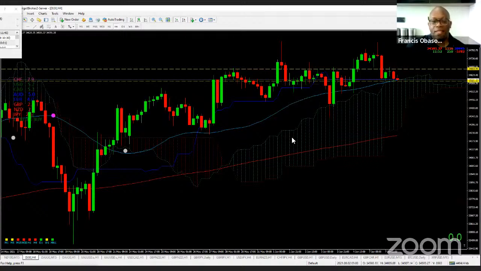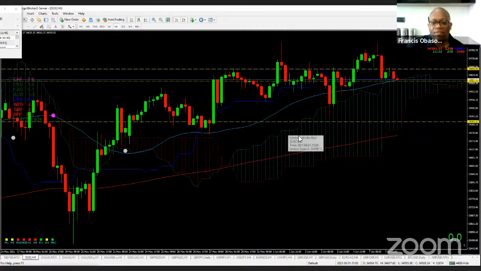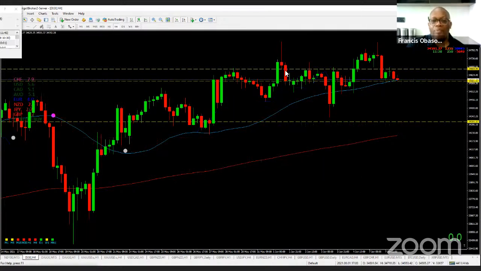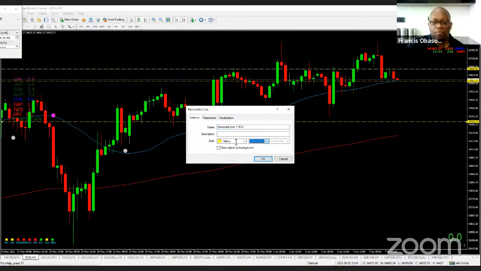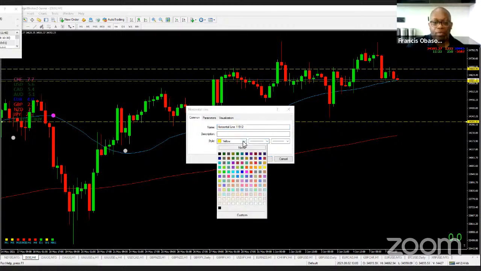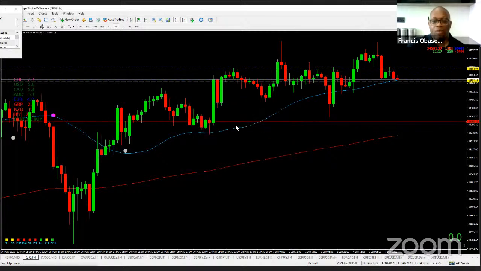And guess what, guys? I would have targeted here, which is some sort of support. And you can see what happened there. Let's take this off. Let's take off the cloud. You can see what happened here. If you entered here, if you had entered there, wanting to target here. So if you had entered here, it went back up.